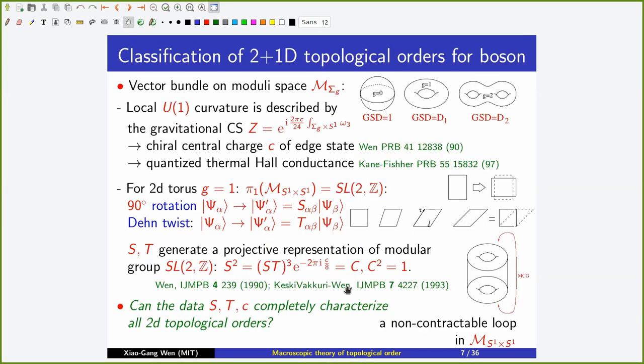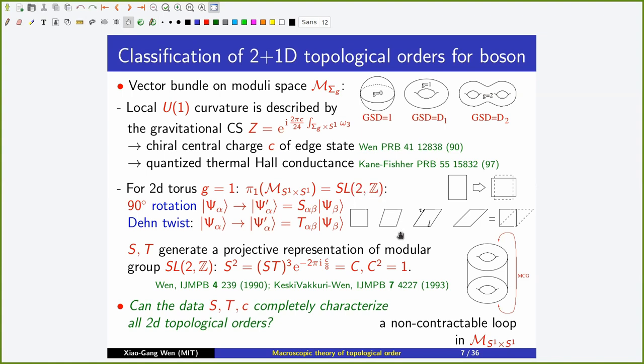In 2 plus 1 dimension, the mapping class group is SL(2,Z). The SL(2,Z) is generated by two generators. One is a 90 degree rotation: we have this torus, then we glue these two boundaries by rotating, by exchanging X and Y. Another is this Dehn twist: we glue these two boundaries by shearing in one direction, but not the other direction.